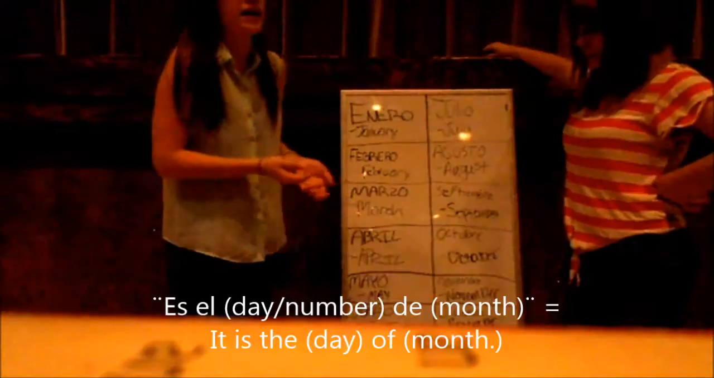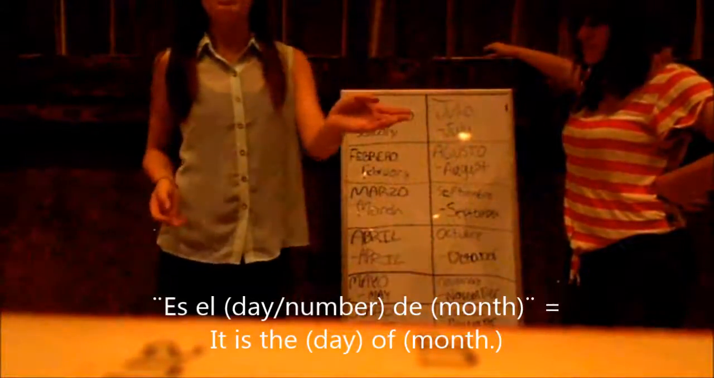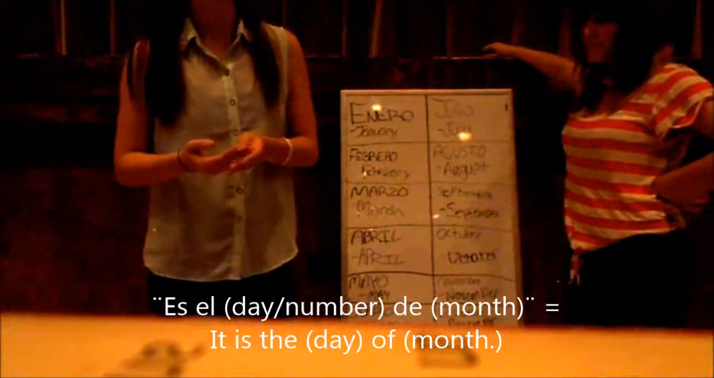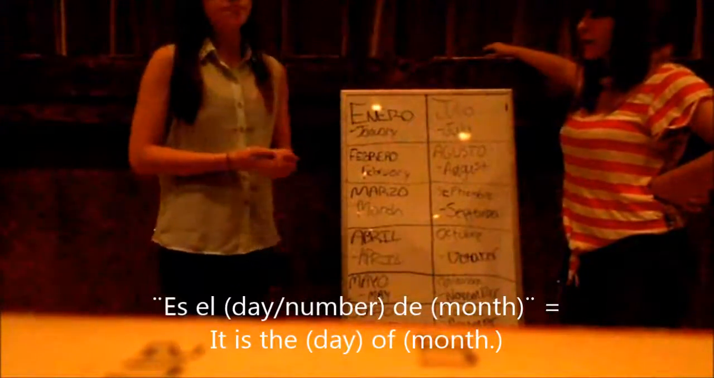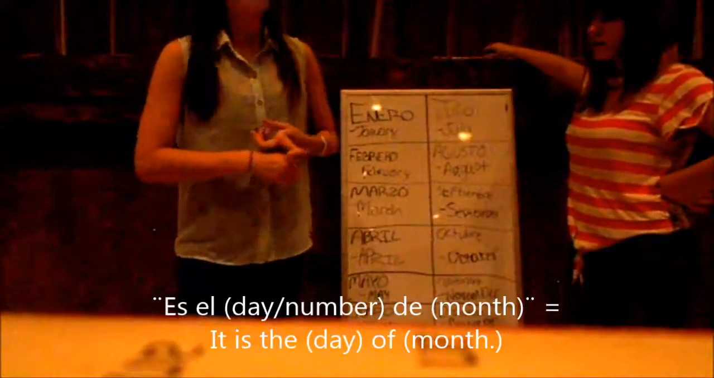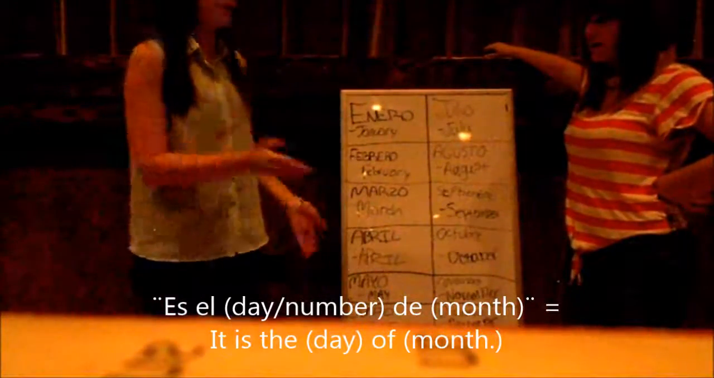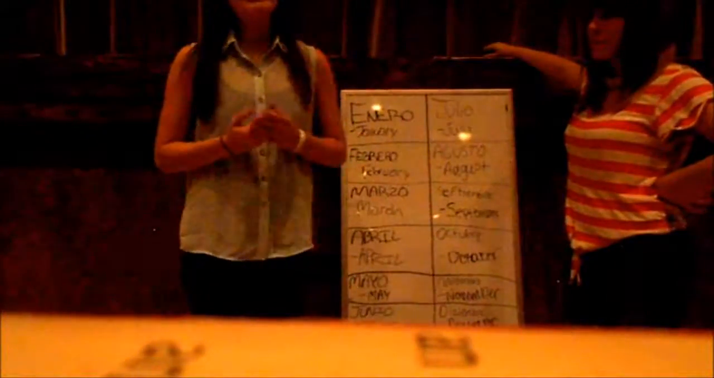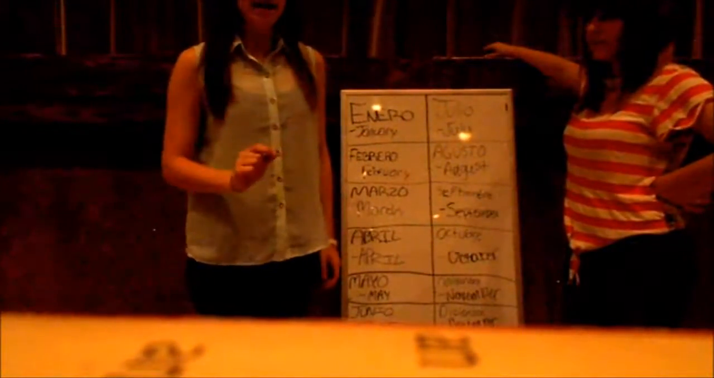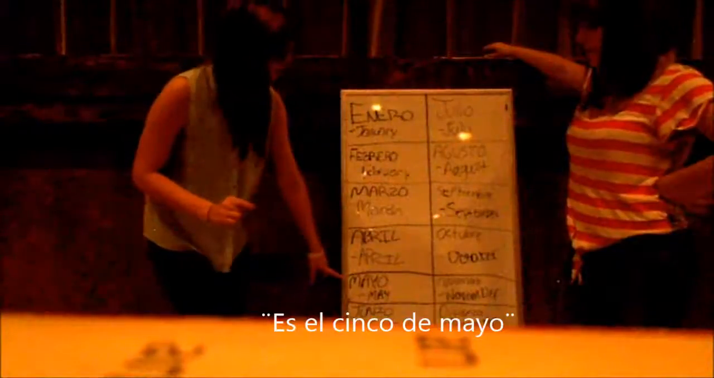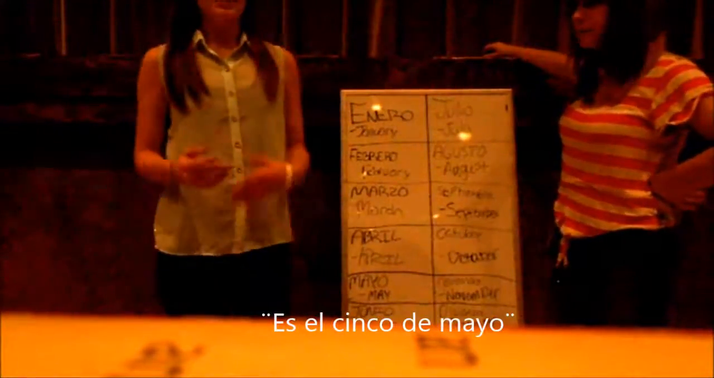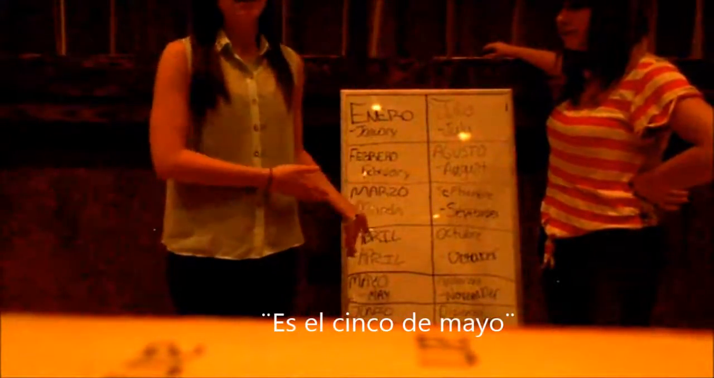All right, I know how to answer it though. So, you start with es el. It's kind of like time, how we say son las, except it's with date. So it's es el, and then you say the day, which will be like the numbers, which we just went over. So say it was May 5th. You'd say es el cinco, and then you put de, and then you'd put mayo. So es el cinco de mayo.